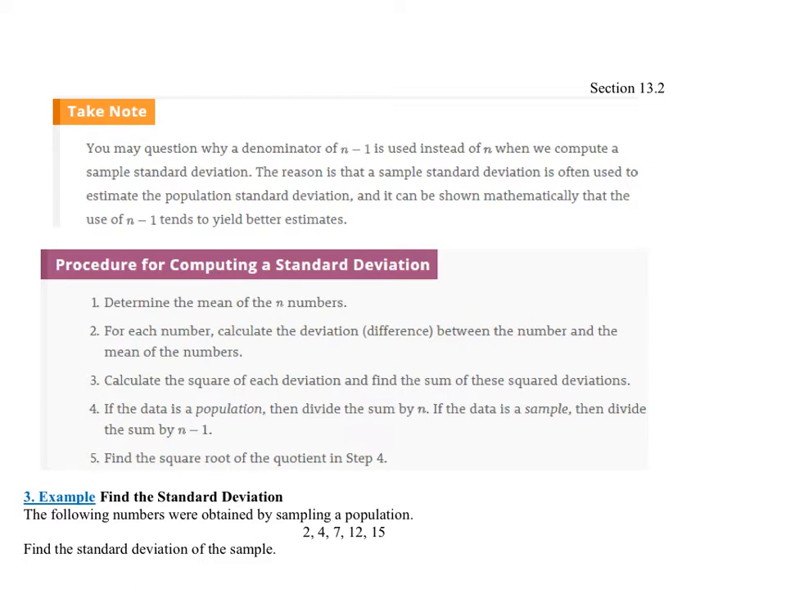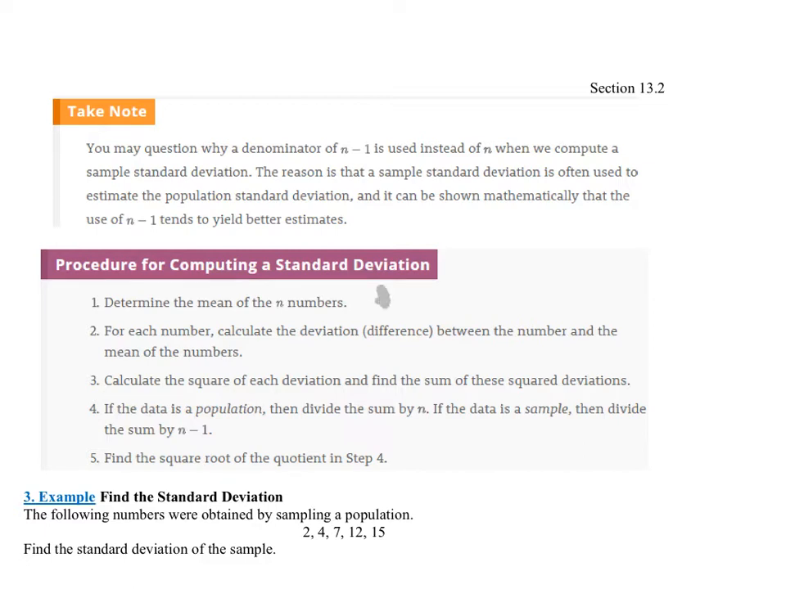Again, you're only dividing by n minus 1 if it is the sample. If it is the entire population, you divide by n. So what's the procedure? Well, the first thing you need to do is find the mean. It doesn't matter if it's the sample mean or the population mean, just find the mean of the numbers that are provided for you. And then for each one of those numbers, you're going to calculate the deviation, which means just do the data minus the mean.